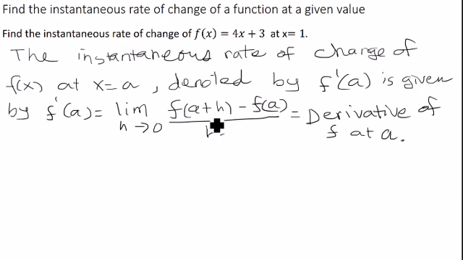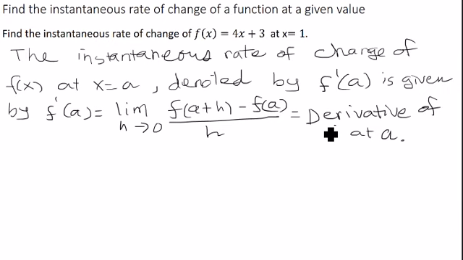So without the limit, it just gives you the average rate of change, but with the limit, when you make the change in the x value very, very small, infinitesimally small, meaning h goes to 0, in that case this ratio is going to give you the instantaneous rate of change, which means the derivative of the function.